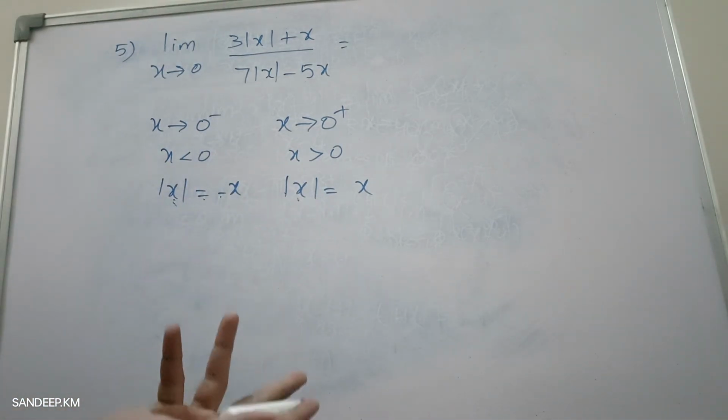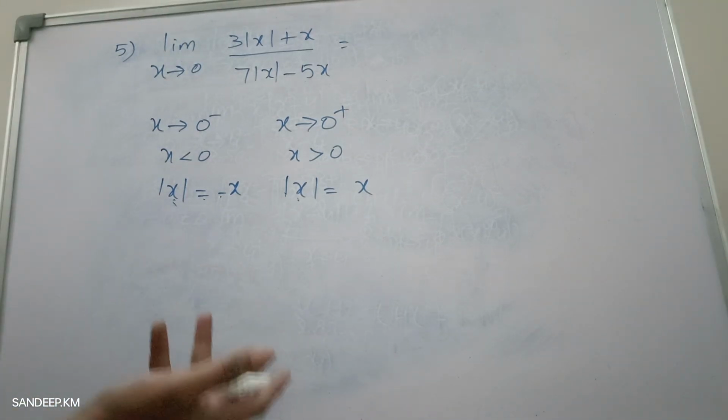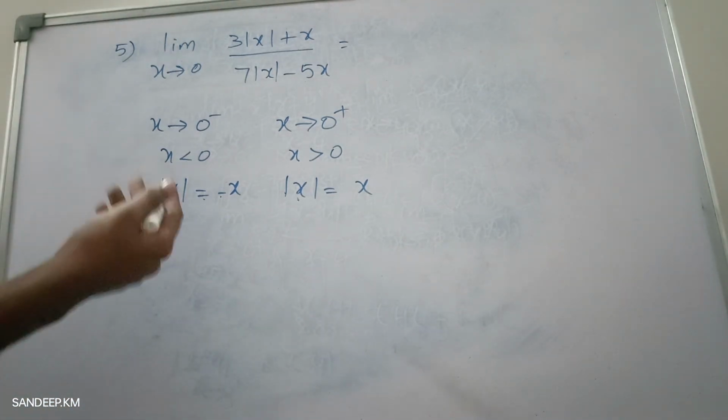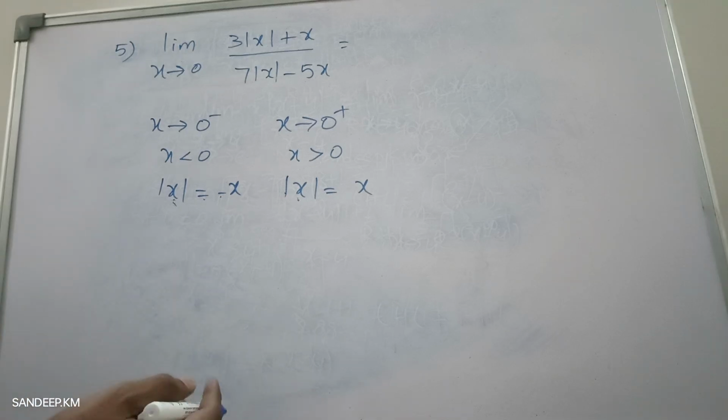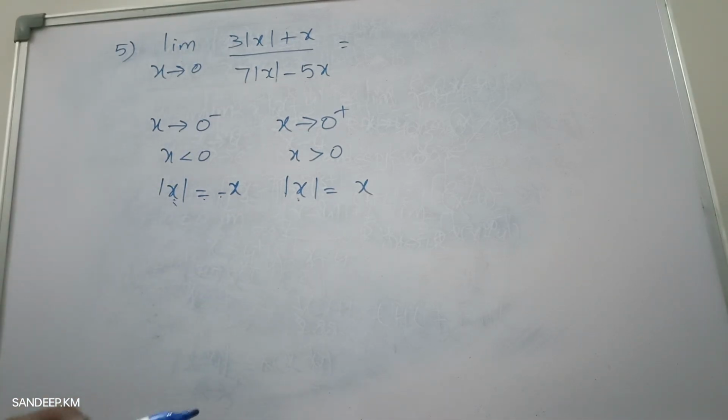If LHL is equal to RHL, you can write that answer. If LHL is not equal to RHL, then the limit does not exist. So you can try this question and let me know in the comment section if you have got the answer or not. But this is a very easy question. Okay, we'll go with the next question.